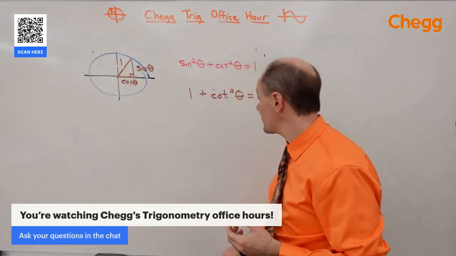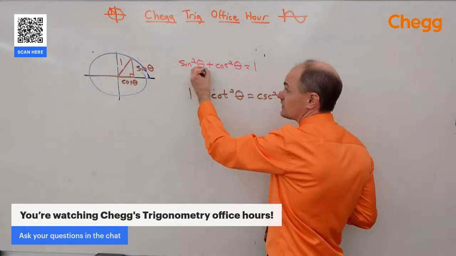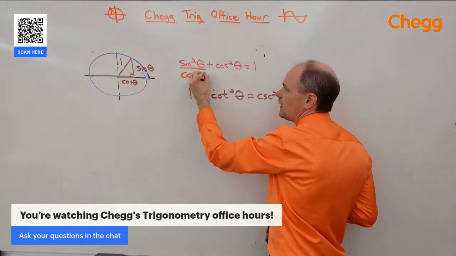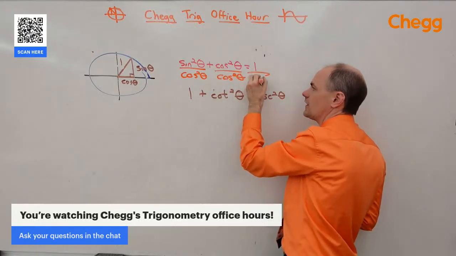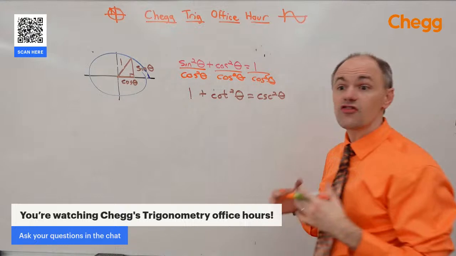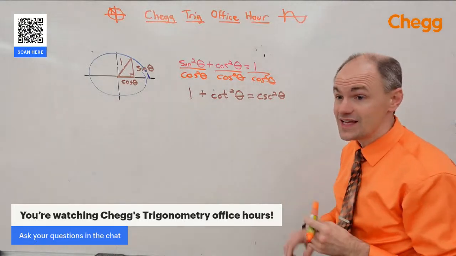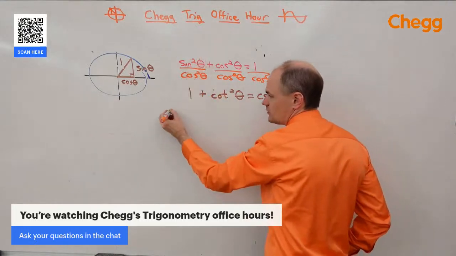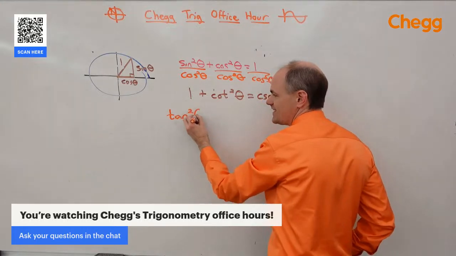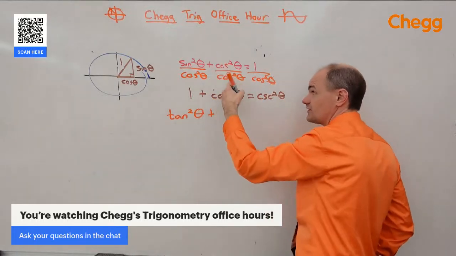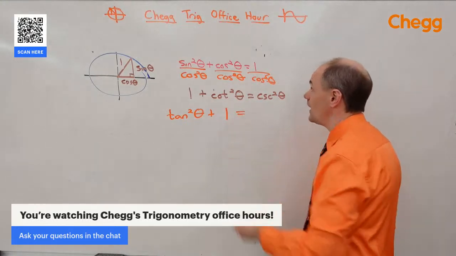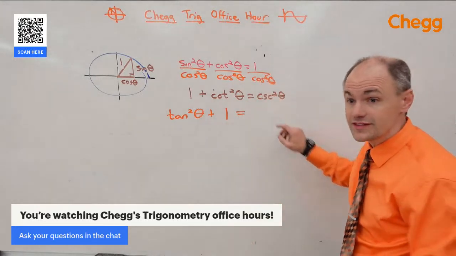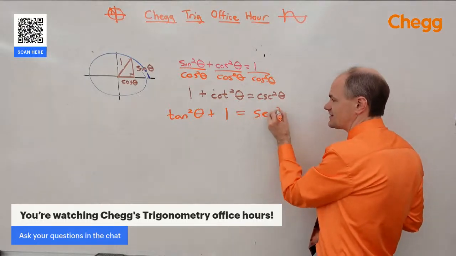But we don't have to just divide by sine squared. We could have divided by cosine squared instead. And if I go through and divide by cosine squared all the way across, you get a third Pythagorean identity. Sine squared divided by cosine squared, we know is tangent squared. Cosine squared divided by cosine squared, anything divided by itself, is 1. And the reciprocal of cosine, that's secant.